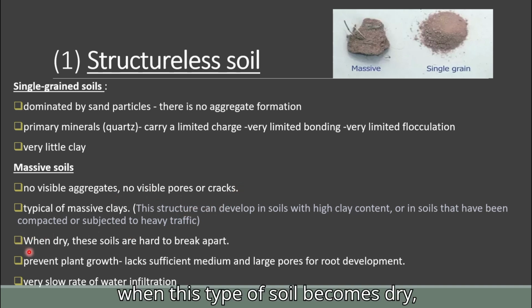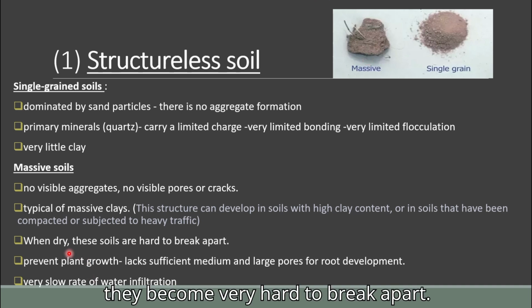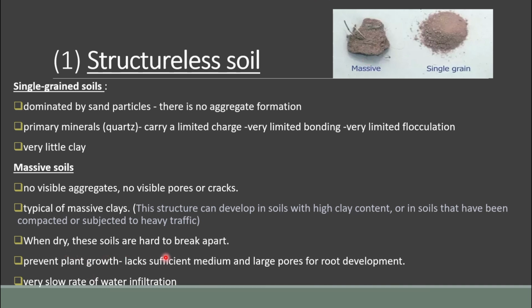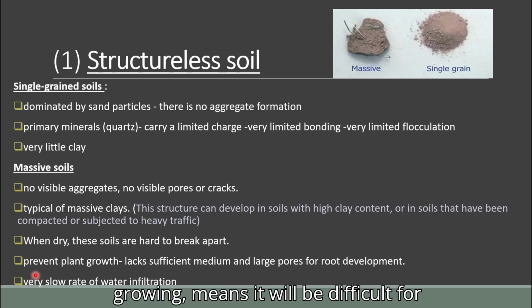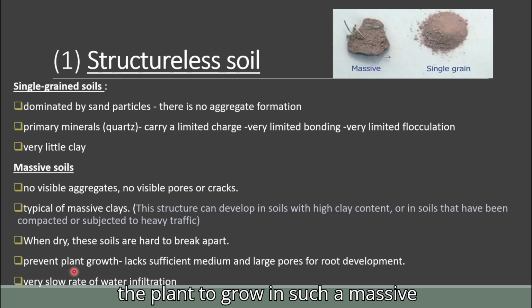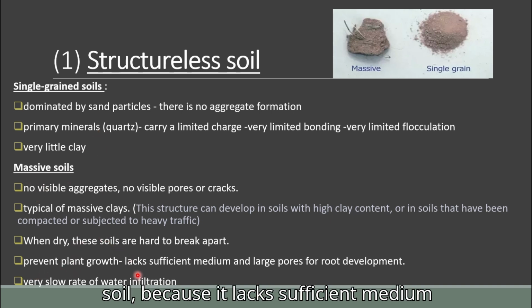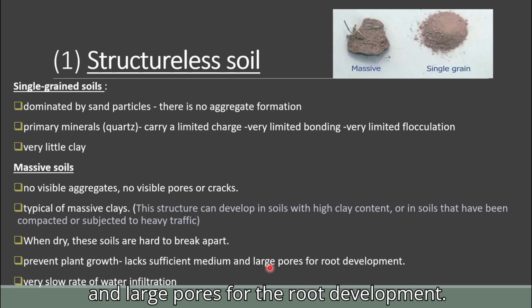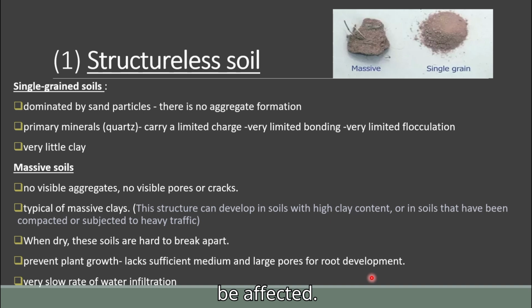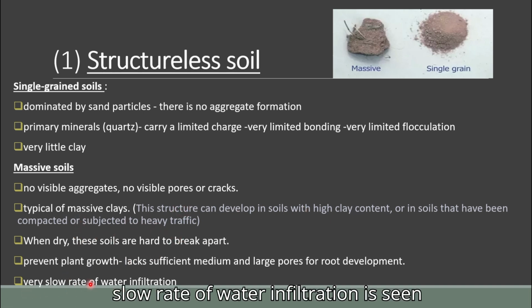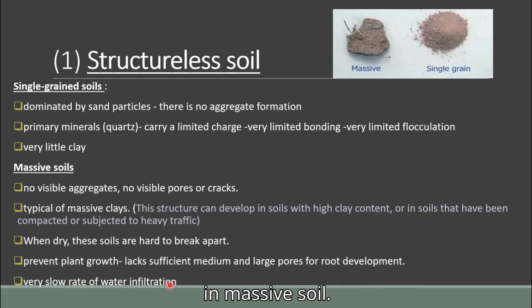When this type of soil becomes dry, it becomes very hard to break apart. In this type of soil, we can't see any plant growing. It will be difficult for the plant to grow in such a massive soil because it lacks sufficient medium and large pores for root development. Root anchorage will be affected, and also due to the high amount of clay, a very slow rate of water infiltration is seen in massive soil.